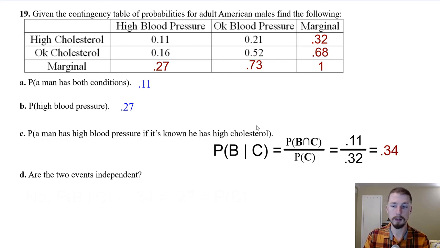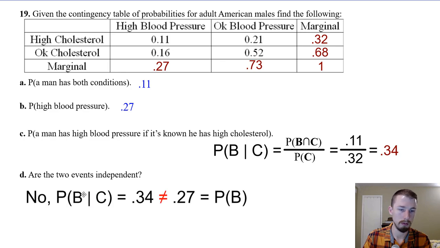Whether that's far enough to be statistically significant would depend on the sample size, right? We'll get into that kind of later with inference and hypothesis testing. But I would say that this is a significant increase. So your probability of having high blood pressure goes from 27% for the general population, and if you have high cholesterol, it actually increases. Those two are actually linked together, is what we're trying to say.